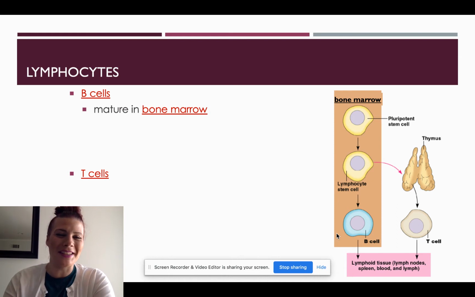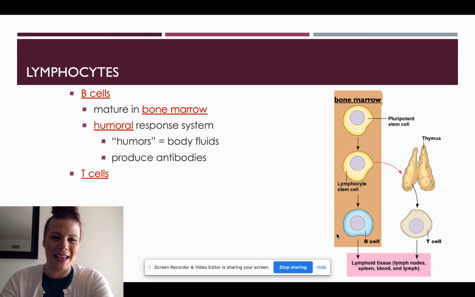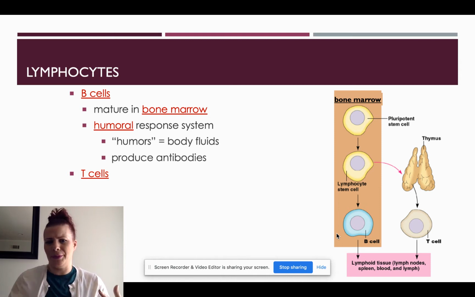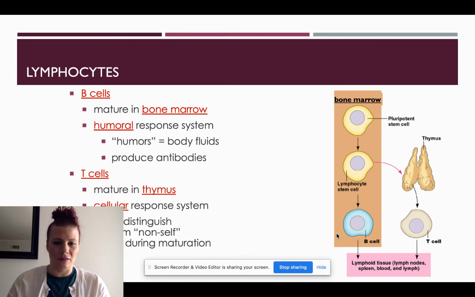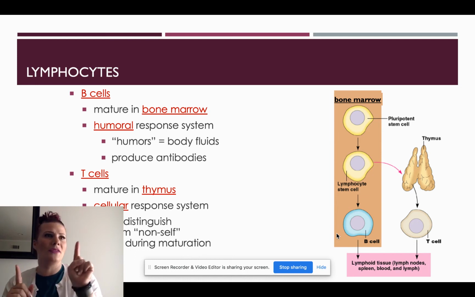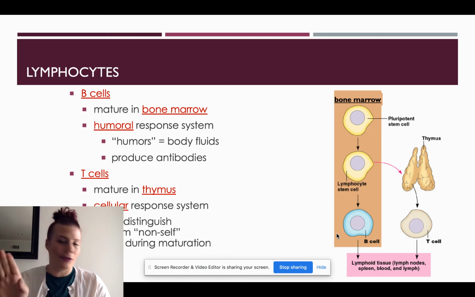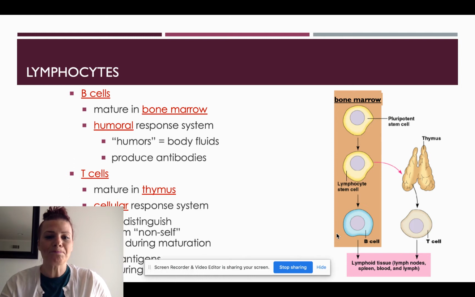So we know that B cells are going to mature in the bone marrow, as I previously said, and it's going to deal with the humoral response. That's a fancy way of saying any body fluids, okay? And these are what we're focusing on primarily with antibody production, okay? T cells, again, are going to result from the thymus. There's a cellular response. So the T cells are going to help us to distinguish self from non-self cells, meaning self cell, good; non-self, you're not supposed to be here, you're going to get me sick.